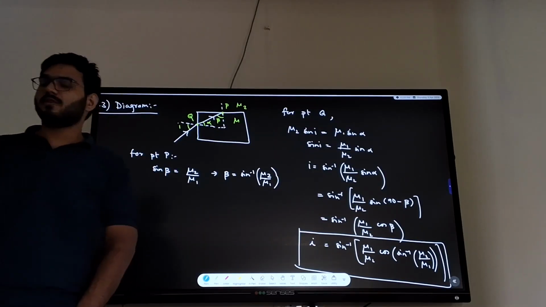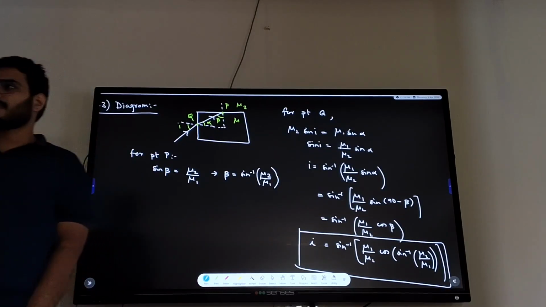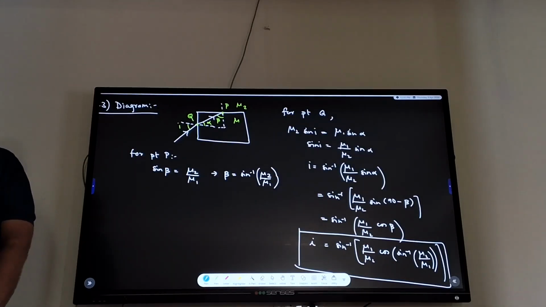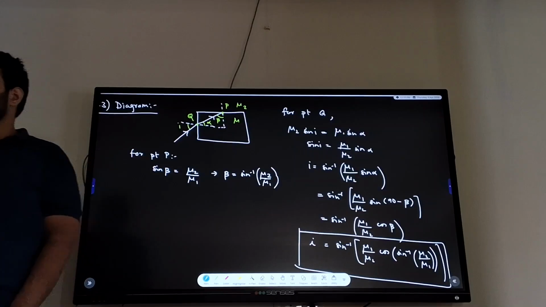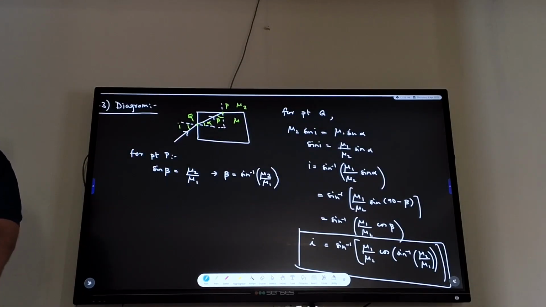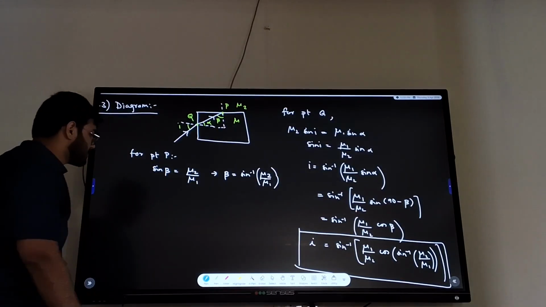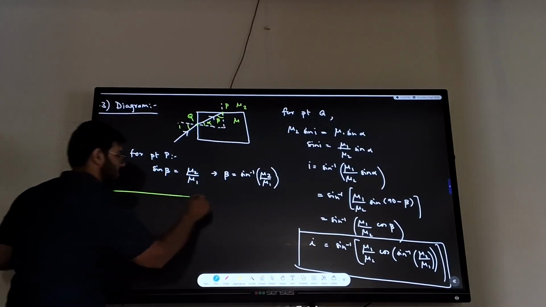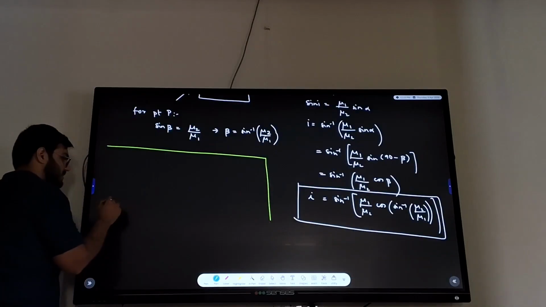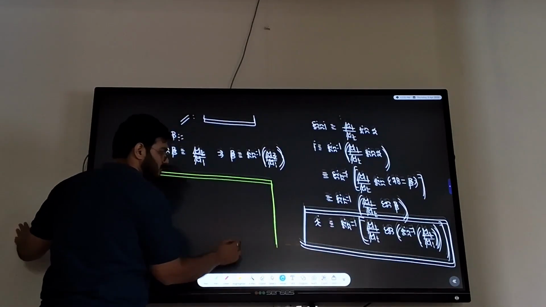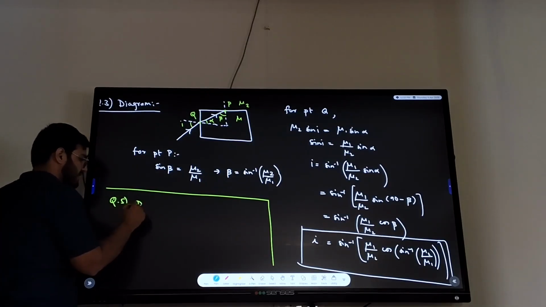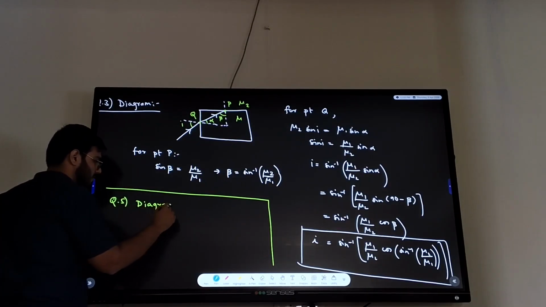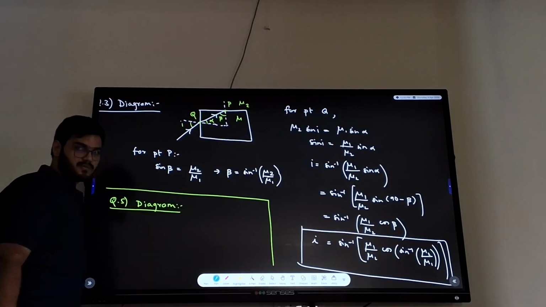If you are done with this, go for question number 5. Question number 5. Is there any diagram of that? Diagram is needed. So let me make it from here. Question 5 diagram. What is the question?